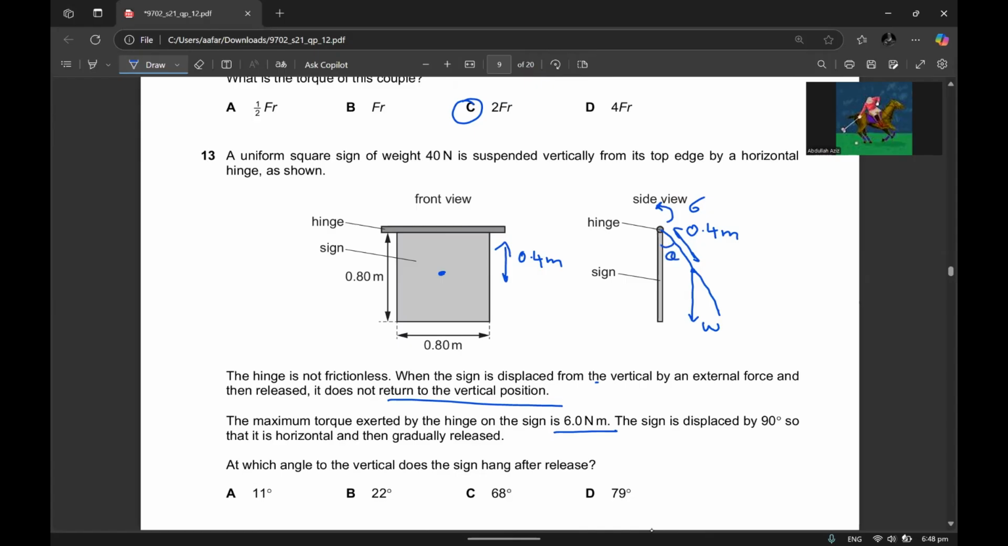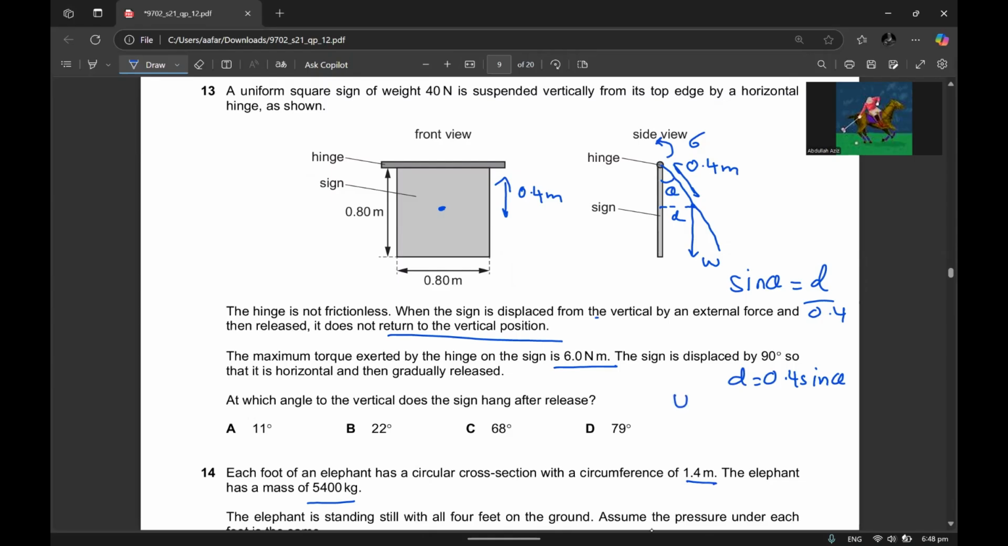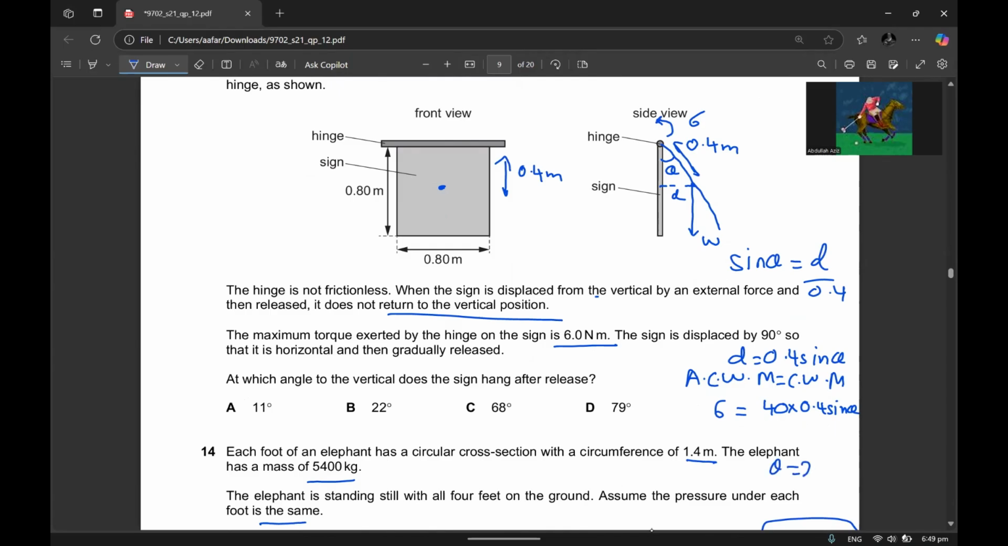Theta. Okay. So we know that for the moment of a torque, we need the perpendicular distance from the pivot. So we can say that sine theta is equal to, let's call this d, over 0.4. So d is equal to 0.4 sine theta. And W is 40, so W times d is 6. The anti-clockwise moment is equal to the clockwise moment, right? So 6 is equal to W, which is 40, times 0.4 sine theta. From here, theta you get is 22 degrees.